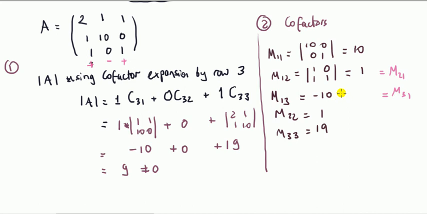To save yourself some time, note the off diagonals, this cofactor matrix, these minors, the matrix of minors, is symmetric. So the minor of row 1, column 2 will be the same as the minor of row 2, column 1.